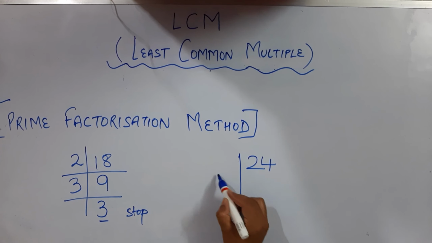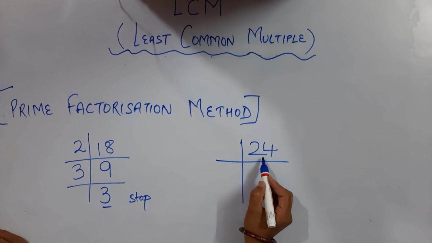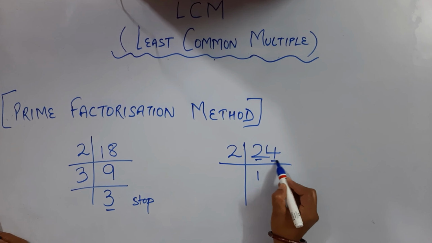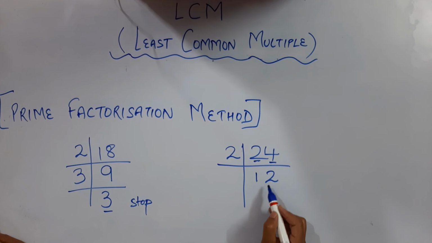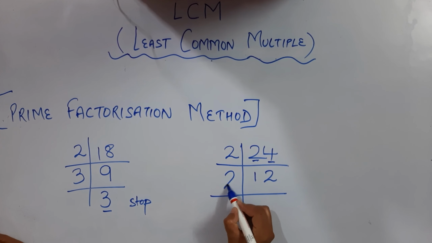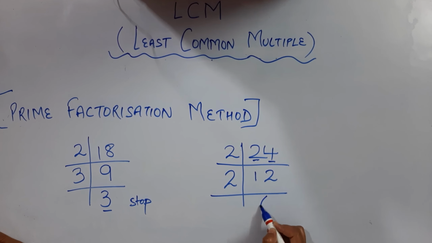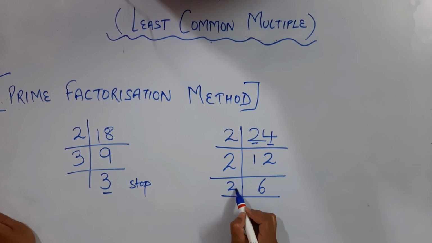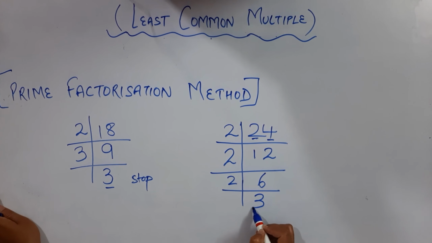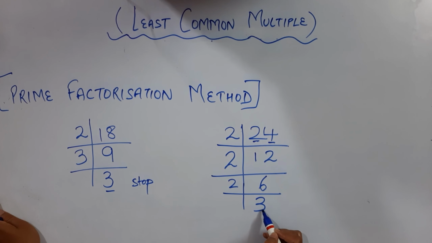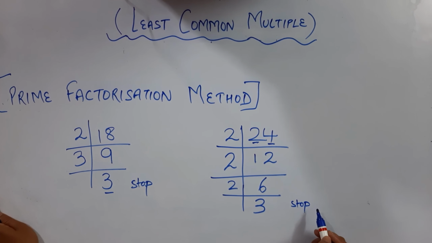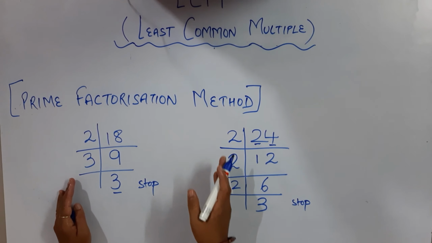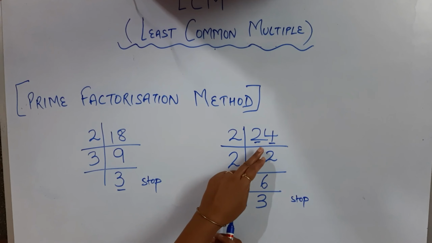Similarly, I'll find the prime factors of 24. 24 comes in the table of 2. 2 1s are 2 and 2 2s are 4. Again 12 comes in the table of 2. Where does it come? 2 6s are 12. Again 6 comes in the table of 2. Where does it come? 2 3s are 6. I'll write down 3 here. Now 3 is a prime number, so I'll stop here. I'll not do any further factorization. I have found the prime factors of both the numbers 18 and 24.